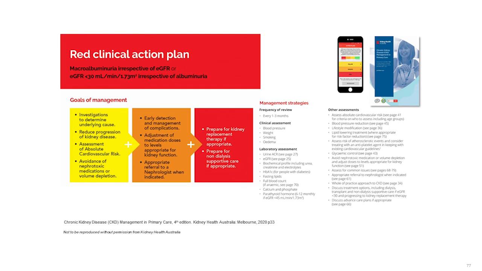So you need to find out what is the underlying cause for the kidney failure. The key aim is to manage risk factors and reduce progression of the kidney disease, and avoidance of nephrotoxic medications or volume depletion, and absolute cardiovascular risk estimation. Early detection and management of complications is important, and then appropriate referral to a nephrologist is indicated. And obviously, adjust medication doses appropriate to their kidney function. And the last stage is when they are prepared for kidney replacement therapy if appropriate.